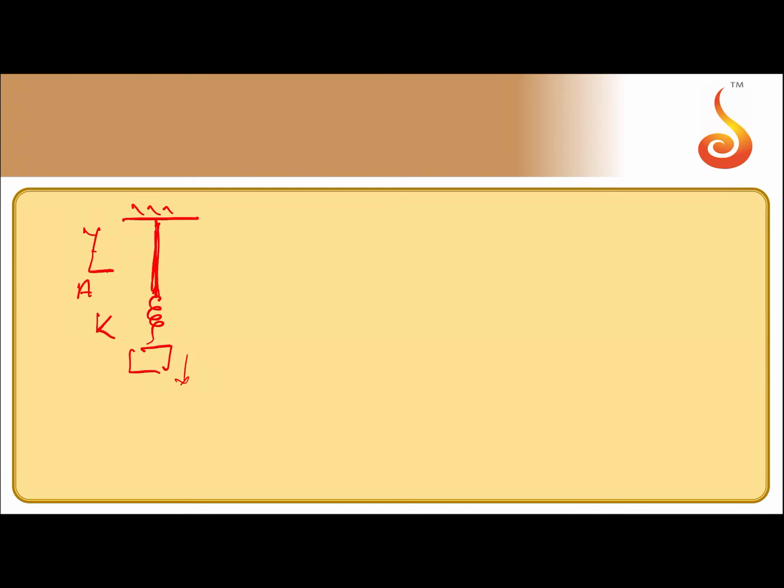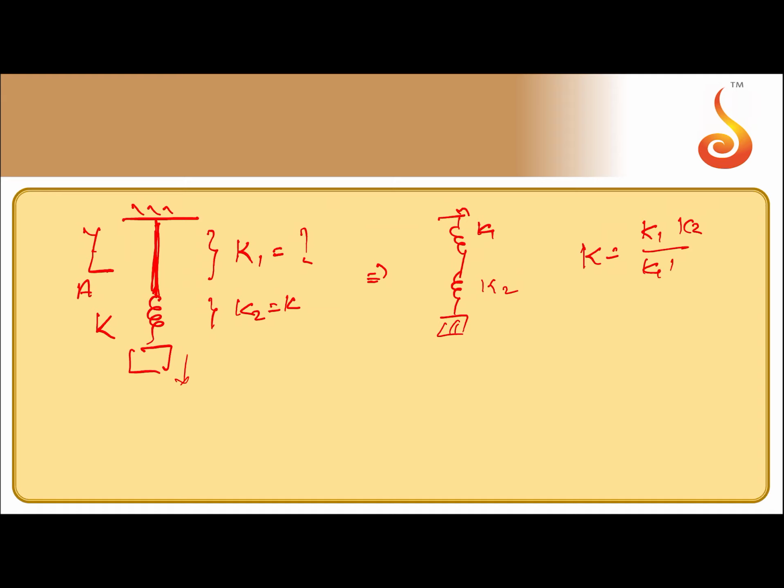Simple once again. If we are able to find the force constant of this wire, I'll write it as K1, and K2 is equal to K. So if I get this, I have the answer directly. Now it is as good as two springs connected in series. And you know, if two springs are connected in series, then the effective spring constant is given by K1 K2 by K1 plus K2. So I need to find the spring constant of the first one. How to do that? It's simple.